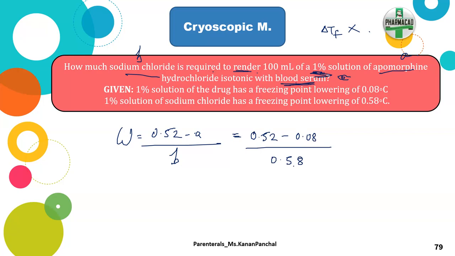Are you all understanding? Yes, ma'am. Okay, so solve this. What do you get? Zero point seven five. What are the units? Malika, what are the units? Andrea? Percentage weight by volume. Okay, thank you.